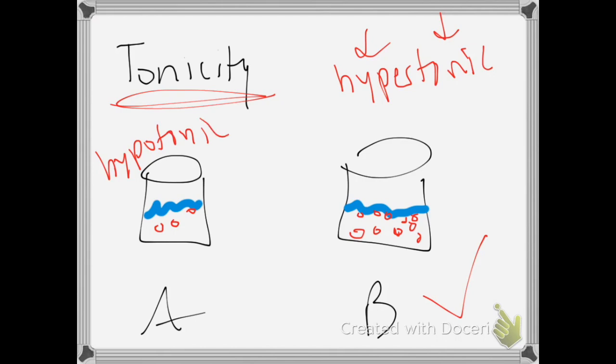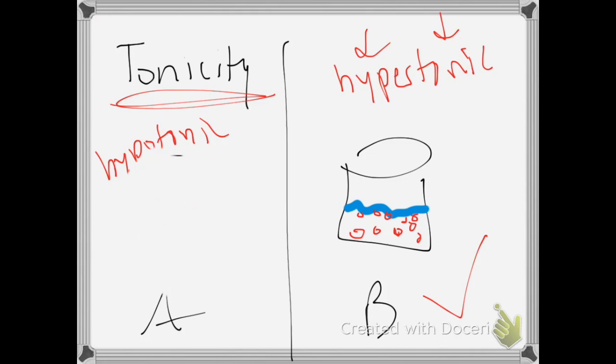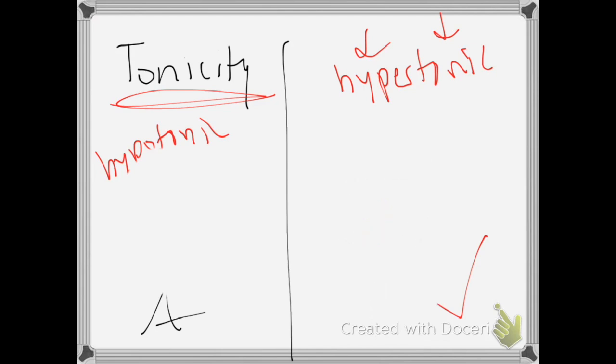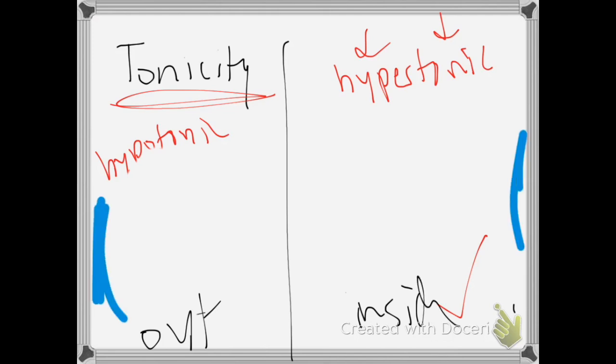Well, what if we slapped a membrane in between these things? Now we can change these glass things filled with water, and we can switch from A and B to outside a cell and inside a cell. So we know that there's fluid all over the place, both on the outside and inside the cell. Now we're looking at these concentrations of molecules to determine tonicity.